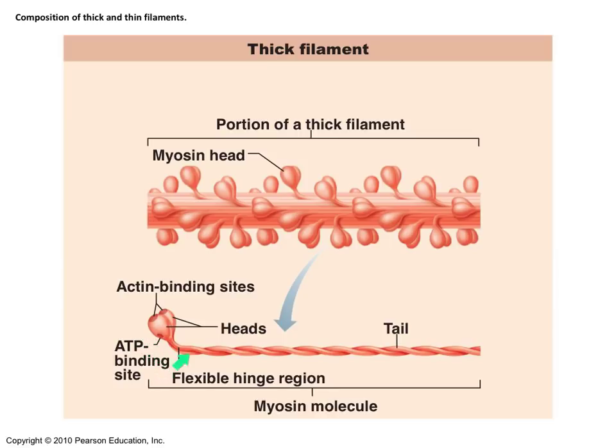In between the head and the tail, there's the hinge region, and this is an area where the myosin is flexible. So the heads can move at an angle at that hinge region.